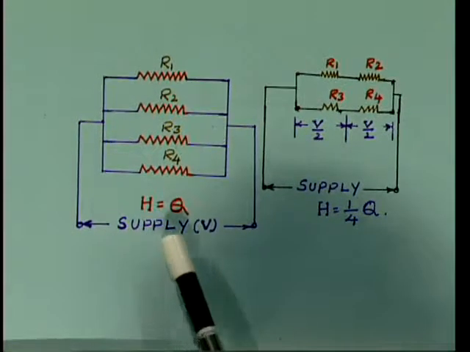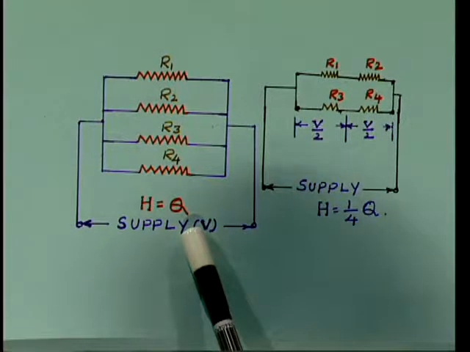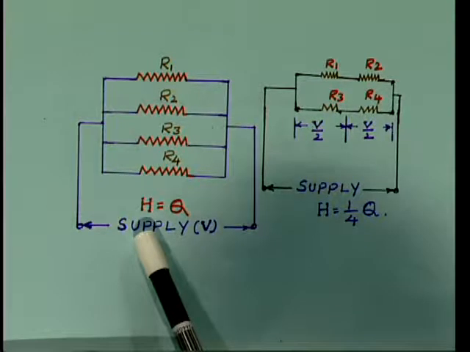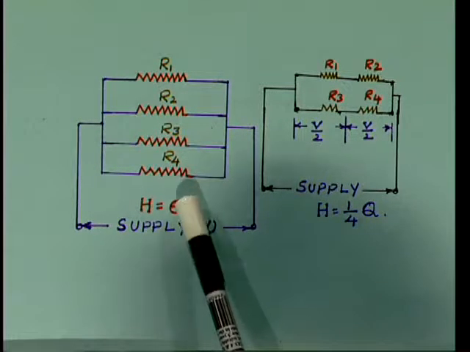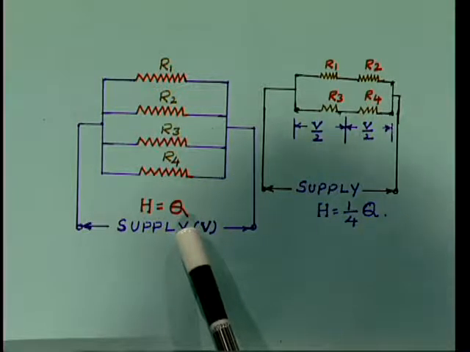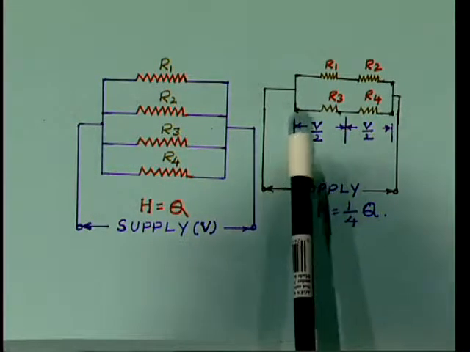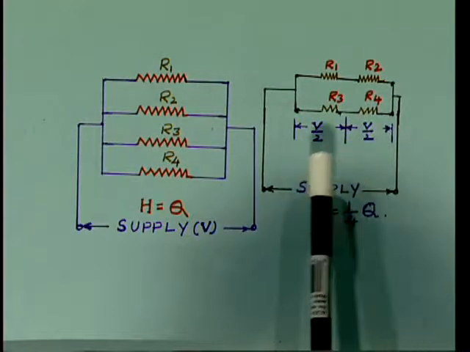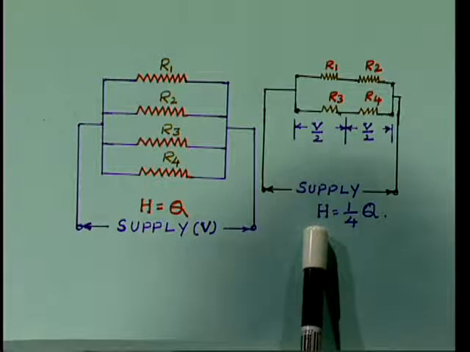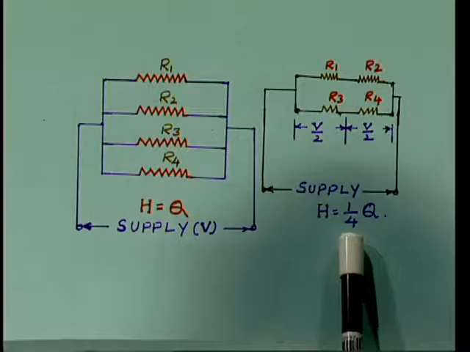So, here Q is the furnace rating, H is the heat developed by the resistive elements. If you do the connections like this, the heat developed is equivalent to the furnace rating. If you are making 2 parallel branches, the voltage will be divided into half, 50-50%. Therefore, the heat developed is equivalent to 1/4 of the rating of the furnace.